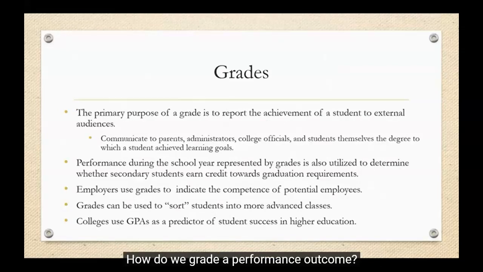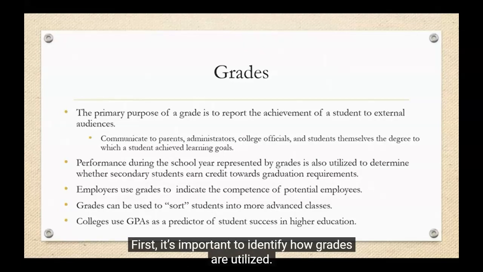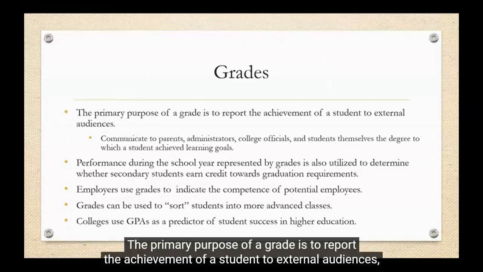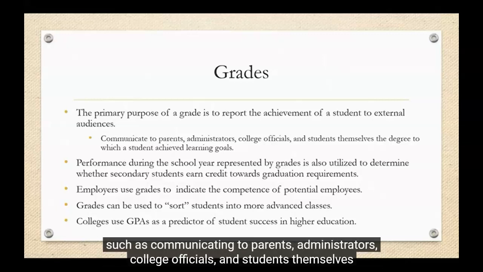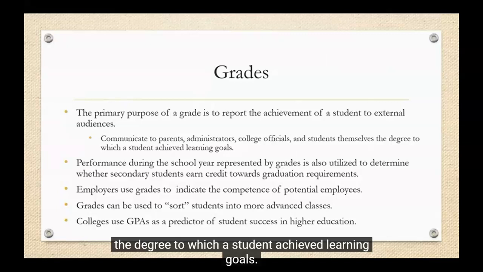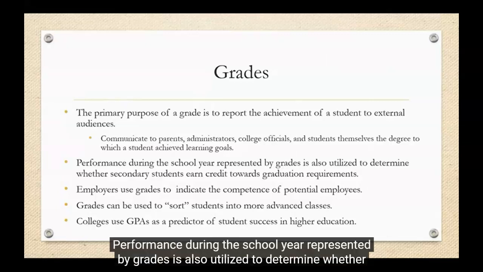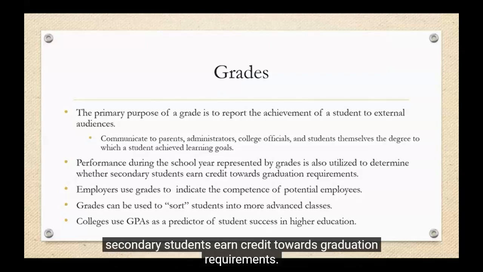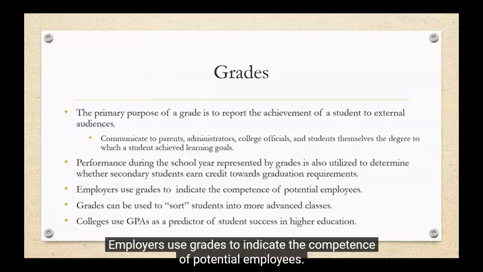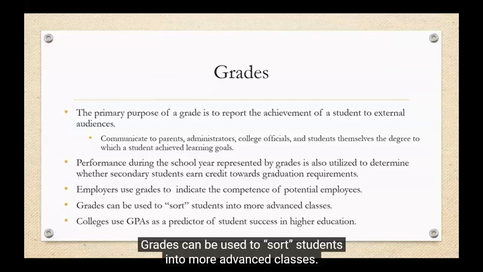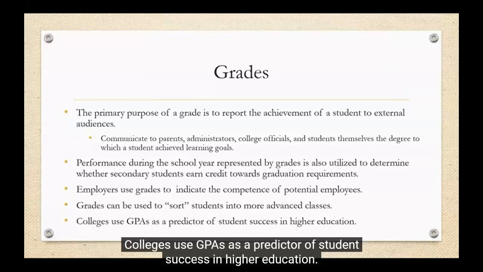How do we grade a performance outcome? First, it's important to identify how grades are utilized. The primary purpose of a grade is to report the achievement of a student to external audiences, such as communicating to parents, administrators, college officials, and students themselves, the degree to which a student achieved learning goals. Performance during the school year, represented by grades, is also utilized to determine whether secondary students earn credit towards graduation requirements. Employers use grades to indicate the competence of potential employees. Grades can be used to sort students into more advanced classes. Colleges use GPAs as a predictor of student success in higher education.